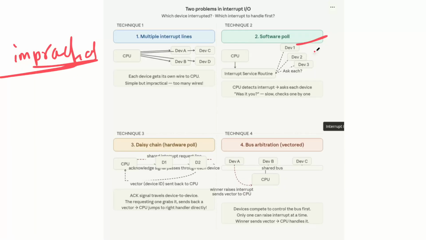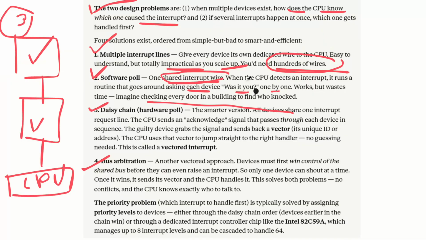So each device, the CPU would ask whether this device gave the interrupt or whether that device gave the interrupt. There is only one shared interrupt wire, and when the CPU detects an interrupt, it runs a routine by asking each device, whether you gave the interrupt, like that. But it is wasting a lot of time. This is called a software poll.